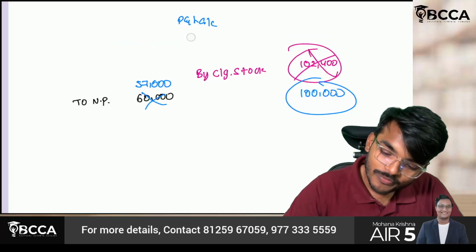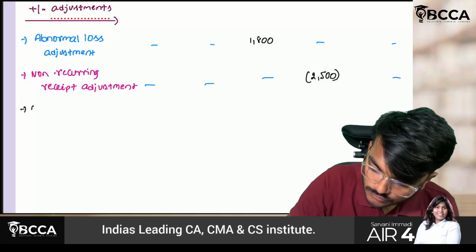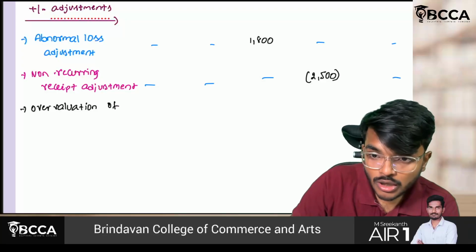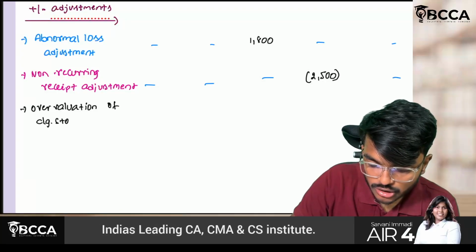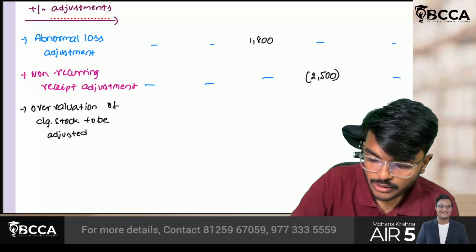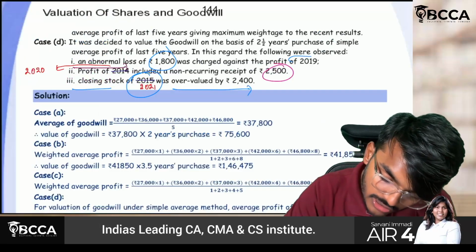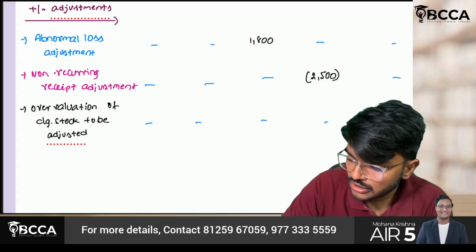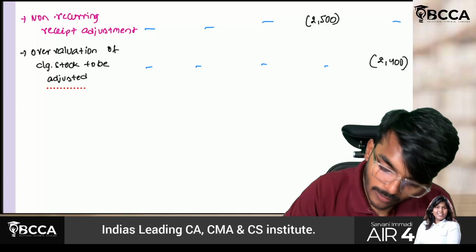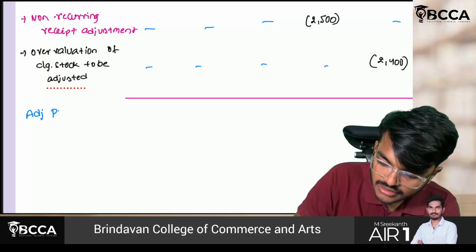Okay, sir. So here what we'll be doing is we will be making an adjustment of closing stock. Overvaluation of closing stock to be adjusted. Sir, what I have to do? I have to deduct that. How much is the amount? 2,400. Here I will be deducting 2,400. I have calculated, and now I will be getting adjusted PBT.